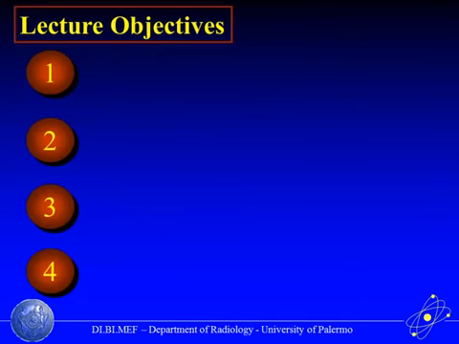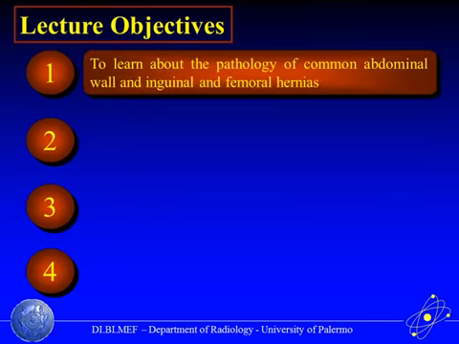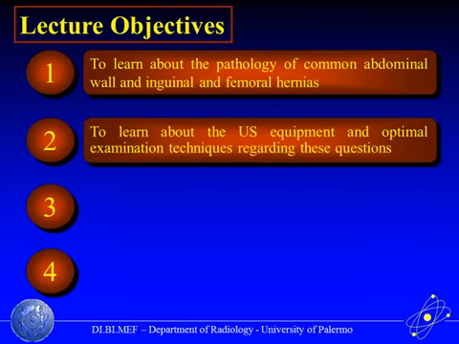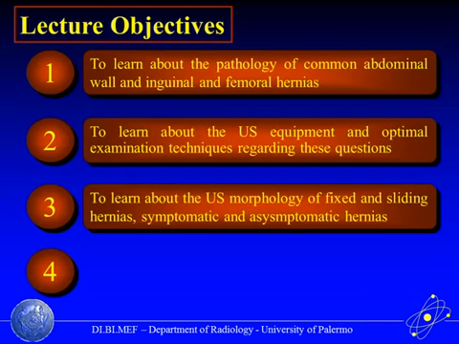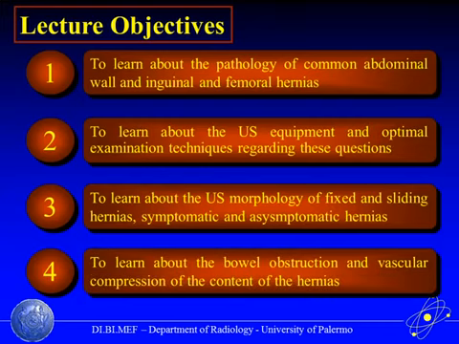Today, the objectives of my lecture will be to learn about the pathology of common abdominal wall and inguinal and femoral hernias, to learn about the ultrasound equipment and optimal examination techniques regarding these topics, to learn about the ultrasound morphology of fixed and sliding hernias, symptomatic and asymptomatic hernias, and finally, to learn about the bowel obstruction and vascular compression of the content of the hernias.